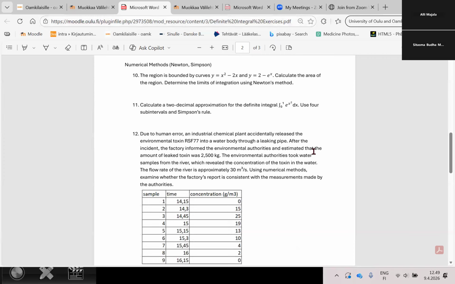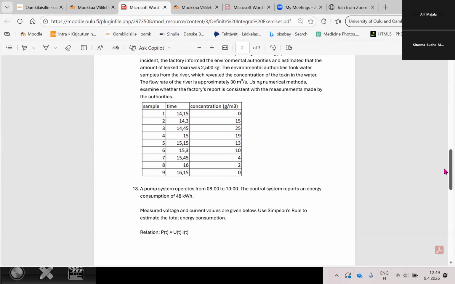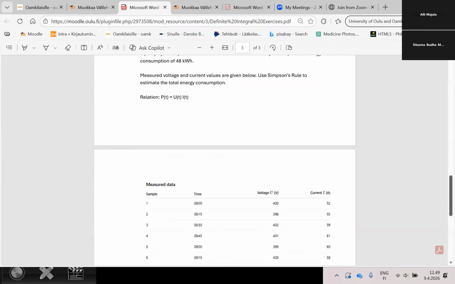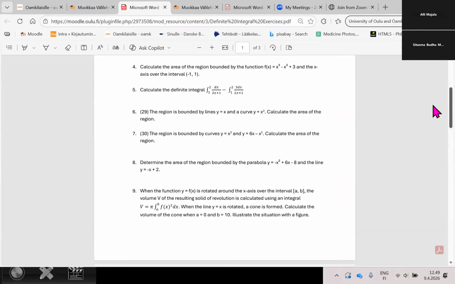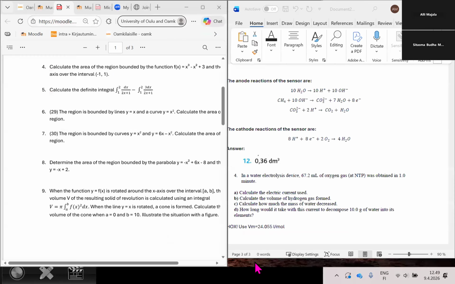And so this Simpson method would be used in these last three exercises. So I think we have enough maybe for this lesson. Let's start doing the calculations.